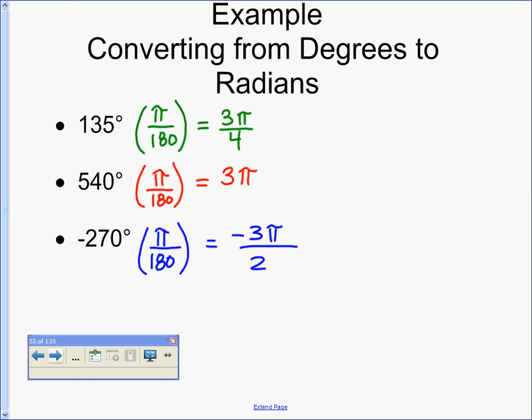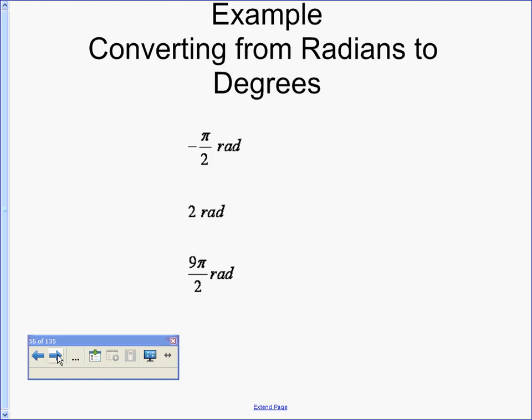So now let's practice a couple of conversions from radians to degrees. In the first one, we've got negative pi over 2 radians. This time we are going to multiply by 180 over pi. In most cases, as long as your radian measure has a pi in it, the pi's will cancel, and so you're left with 180 over negative 2, which gives us negative 90 degrees.